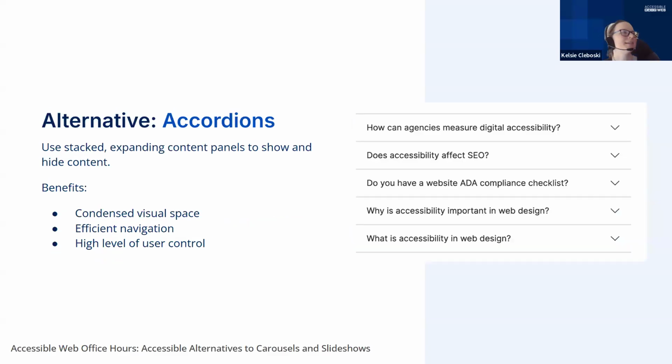Our final alternative to discuss is using the widget known as accordions, or a stacked expanding content panel that show and hide content. We have a screenshot example also from the Accessible Web website, which is a series of questions with a downward caret that indicates that when you click on that question, it's going to open additional content related to that information. So we definitely see this very commonly for presenting content in a very visually compact way. Users have the opportunity to dig into areas where they want more content related to that first question or that first heading or topic for the expanding panel.